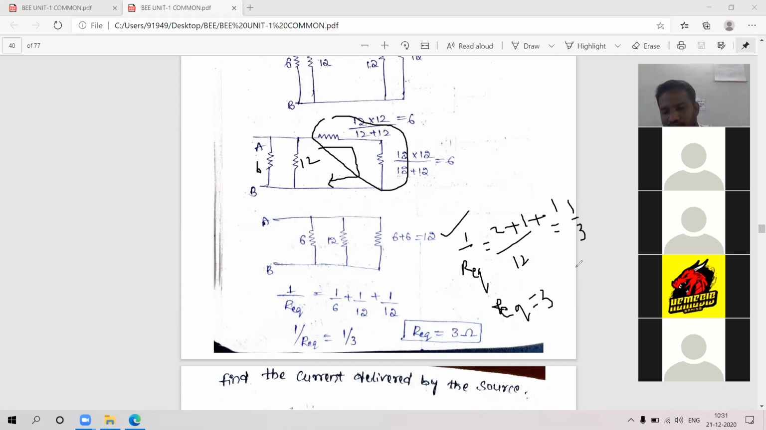3 ohms. Okay. 3. Class, I think class is to 10:30. English class will be there next second class. Okay. I am clearing all this. Up to here it is clear, all of you. Yes, sir. Yes. Yes, sir. Okay.